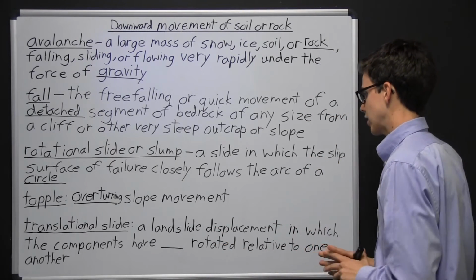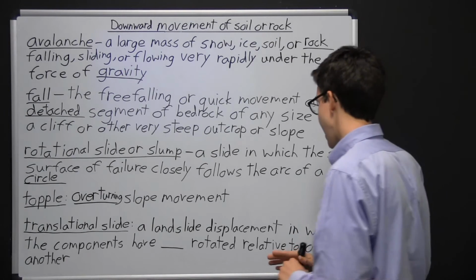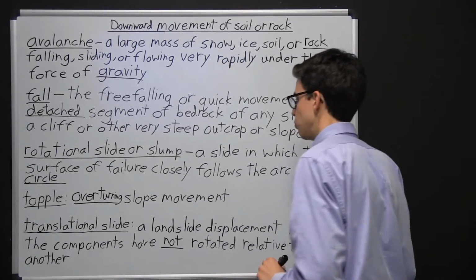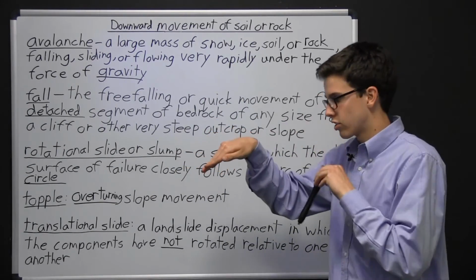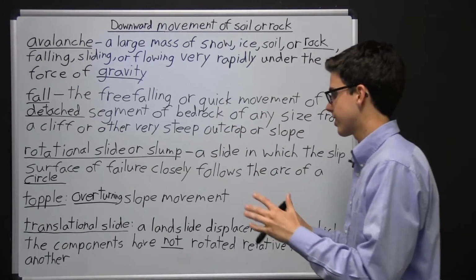And then there's a translational slide. This is a landslide displacement in which the components have not rotated relative to one another. So say here that I had a slope and then I had a rock, and then it just slid down like this. That would be a translational slide.